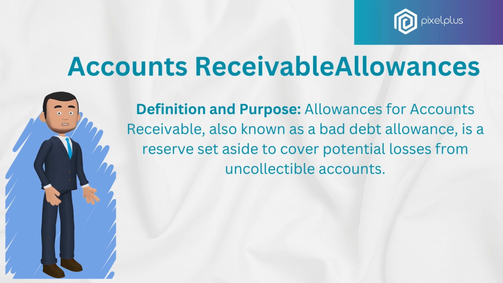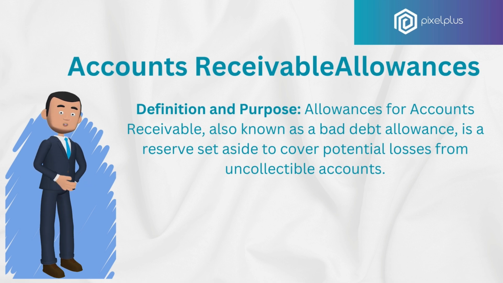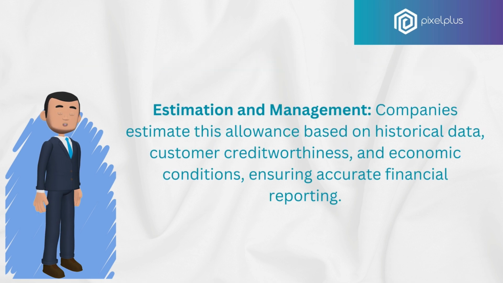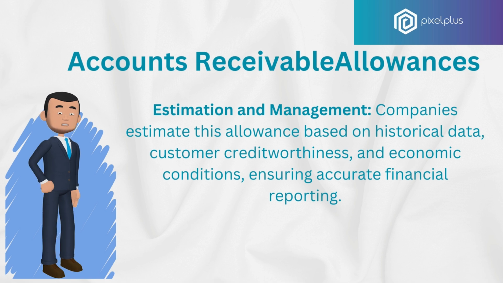The allowance is then recorded as a contra-asset account on the balance sheet, reducing the total accounts receivable to reflect the estimated collectible amount. In summary, the allowance for accounts receivable is a critical accounting tool that helps companies anticipate and manage potential losses from uncollectible accounts, ensuring accurate financial reporting and maintaining financial stability. Estimating and managing the allowance for accounts receivable involves a systematic approach to ensure that potential losses from uncollectible accounts are accurately reflected in financial statements.